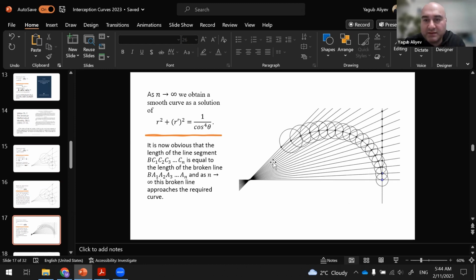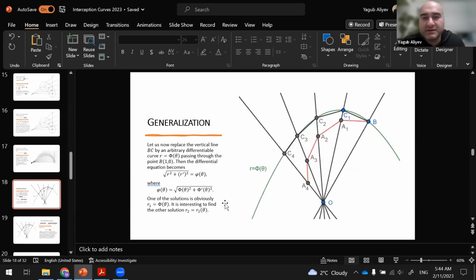So when you look at this broken line from here, you don't see any broken line, you see just a curve. So it is a nice approximation of this curve. Of course, this idea can be generalized for other curves and not just a straight line. You can take any curve and apply that same procedure.